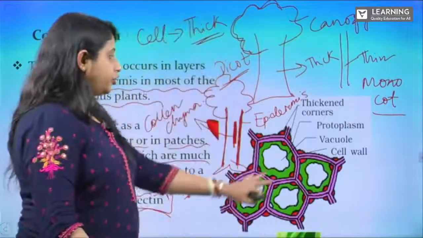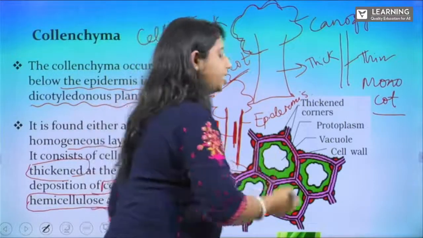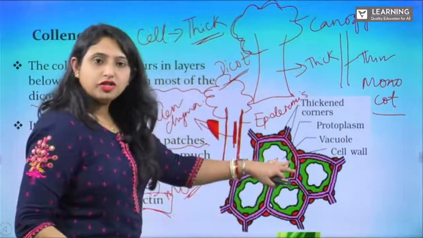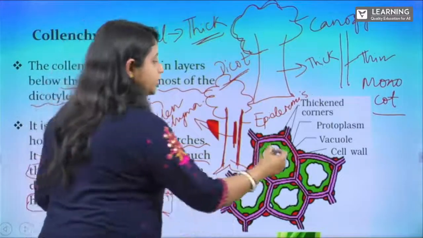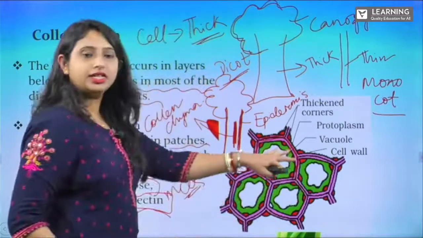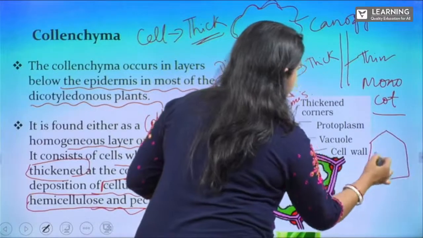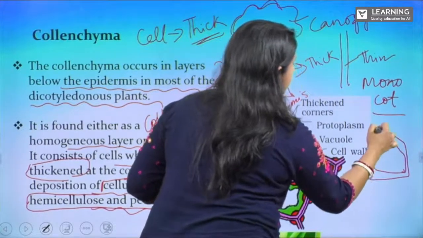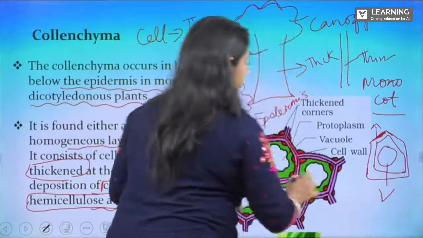So see the structure of your collenchyma. Here at the edge, you can see that at the corners the cells are thick, isn't it? Here you can see the gap. The mature plant cell having collenchyma also has a vacuole. This is the vacuole, and at the corners the cell wall is thick. So they have thickened corners. It is exactly like this, we can draw it. This portion is thick, so they have thickened corners, and this is your vacuole at the center.